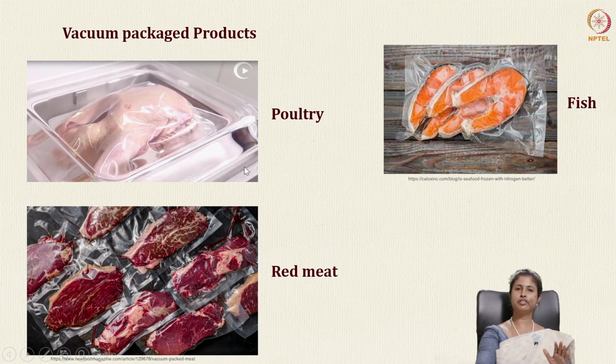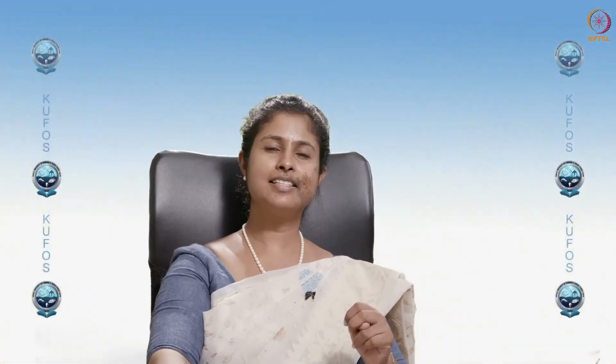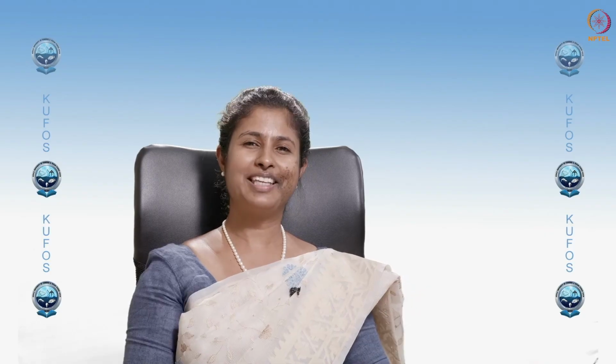These are just pictures from the internet taken for different products, as we have mentioned, for poultry, fish, red meat, cheese, nuts and vegetables. So I hope you've got an idea of the different machinery that are used for vacuum packaging of food products. This is a very important technology used for a wide variety of products. The next class we'll move on to other packaging machineries like your MA and CA packages and your gas packages. So I hope to see you in the next class.